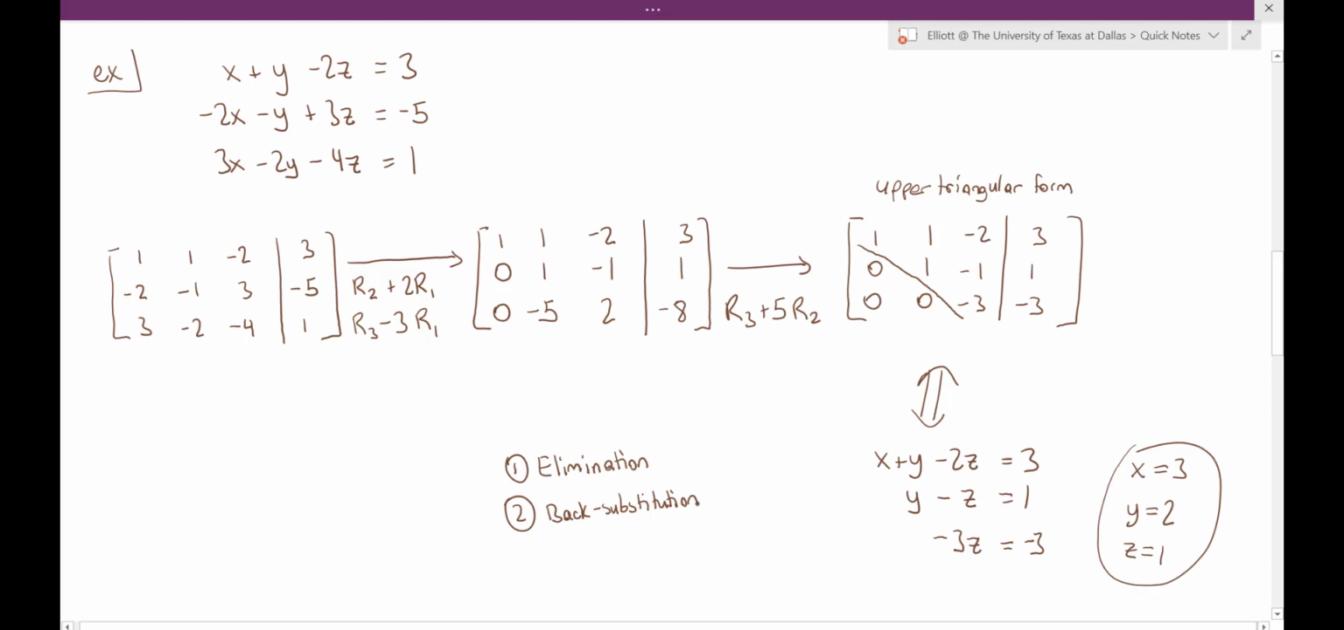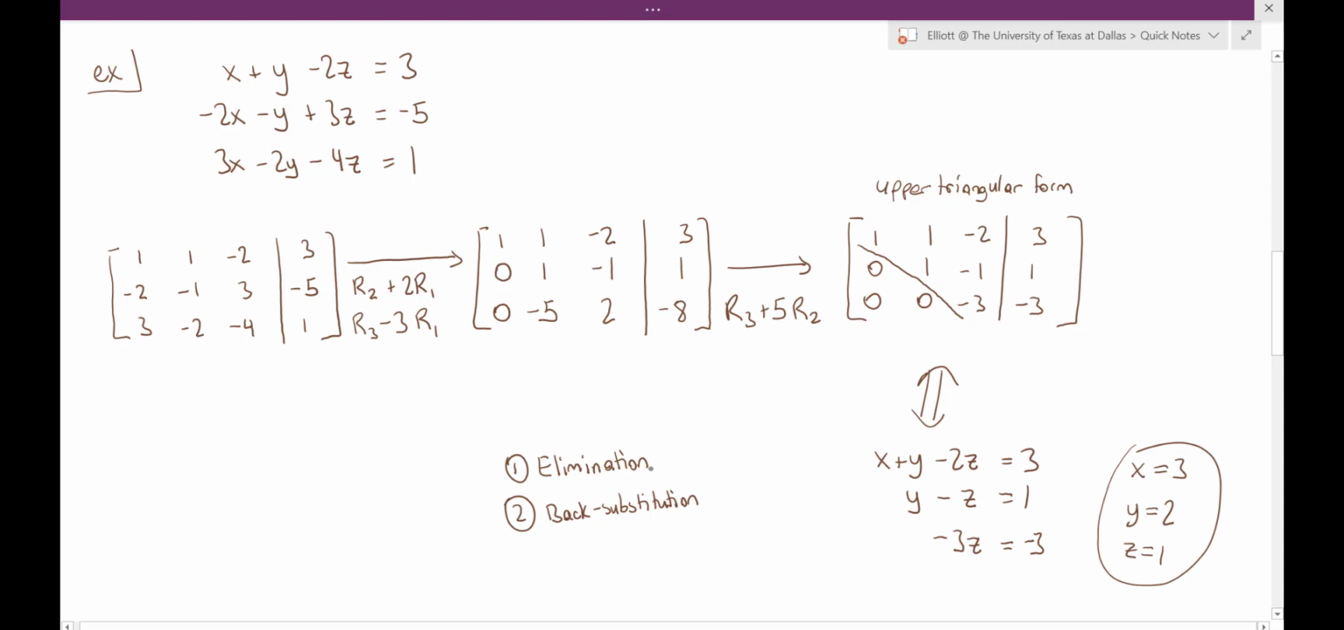All right, so it's back substitution because we start with the last equation and solve for z, and then we're substituting it back into the previous equation to get y, and then substituting back into the first equation to get x. All right, so back substitution. All right. Now, taking a closer look at the process of elimination and seeing how that worked.